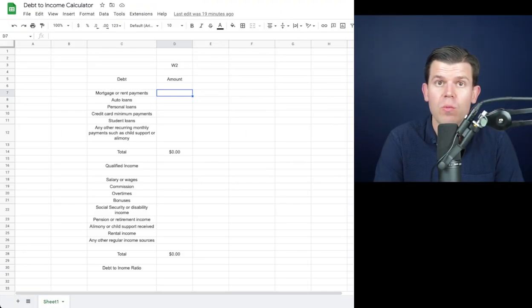Let's dive into a few examples, shall we? Let's build a hypothetical scenario with some rough numbers so you can get a better idea of what your debt to income ratio number at the end of the rainbow actually looks like.